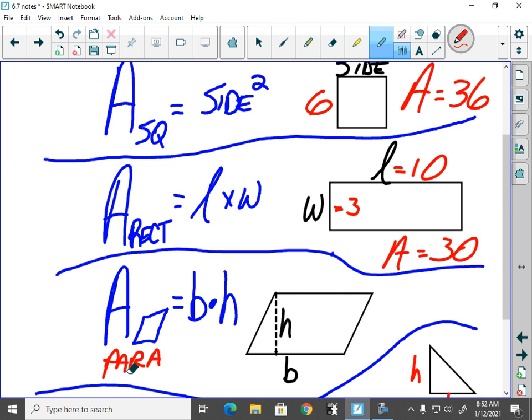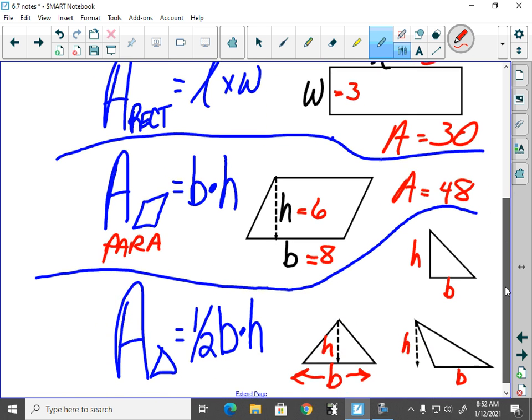Okay, so let's say the base was 8 and the height was 6. The area would be 48. All right, so far, so easy. You just multiply two numbers basically for all of those. Okay, the first one was 6 times 6, right? Side squared.